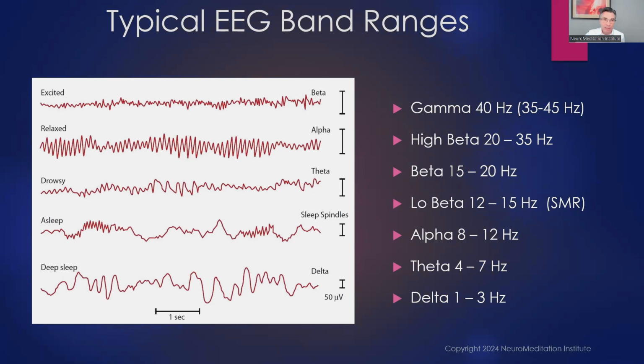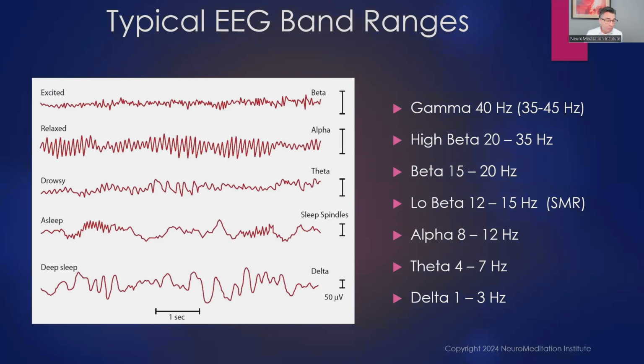So gamma is the fastest brainwave that we deal with, and it's typically defined as activity that's between 35 and 45 hertz or cycles per second. So the brain is making all of these different frequencies all the time, everywhere, right? Just like the white light, it's all contained within the EEG signal.